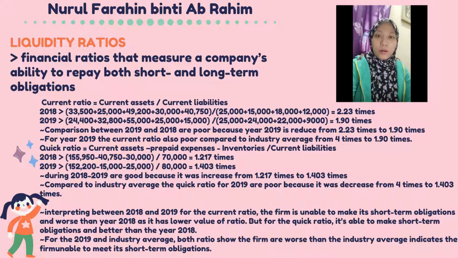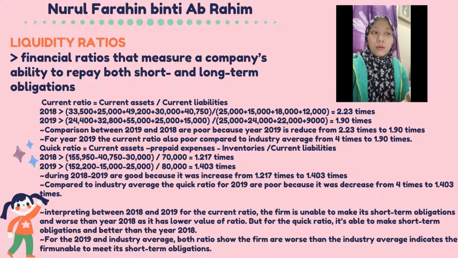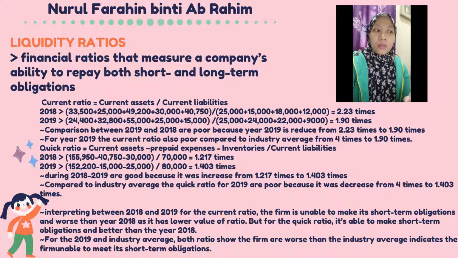For the current ratio for the year 2018, the formula is current assets divided by current liabilities. The total current assets, which are cash, marketable securities, accounts receivable, prepayments, and inventory, are divided by total current liabilities, which are accounts payable, notes payable, accruals, and tax payable. So the total we get is 2.23 times.